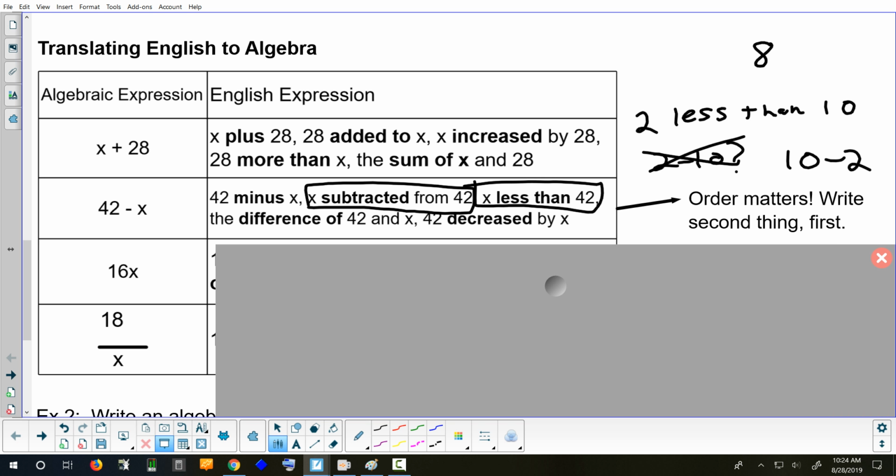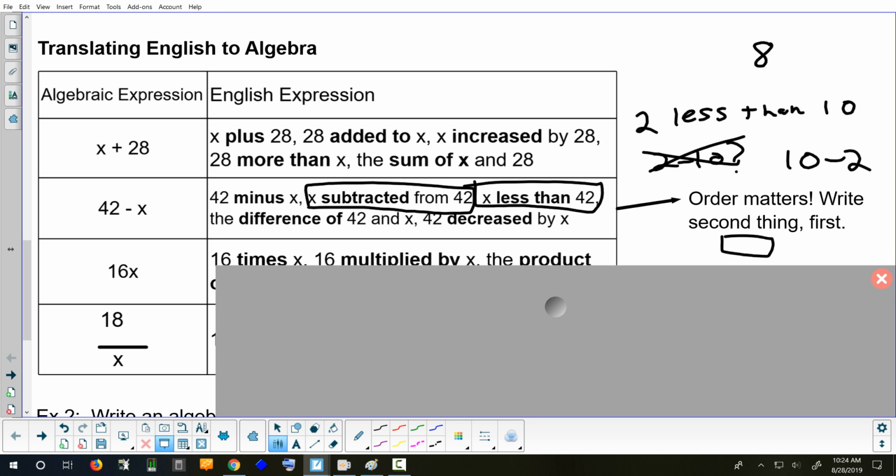So with subtraction, sometimes the phrasing is a little weird. Okay? So with the ones with the boxes around them, if you use the phrase less than, if you use the phrase subtracted from, the order matters and you write the second thing first. If you say minus, no, that's just normal. 12 minus 5. You write it exactly in that order. 12 minus 5. 10 decreased by 7. 10 minus 7. Goes right in that order. Just the two with the boxes are a little weird.